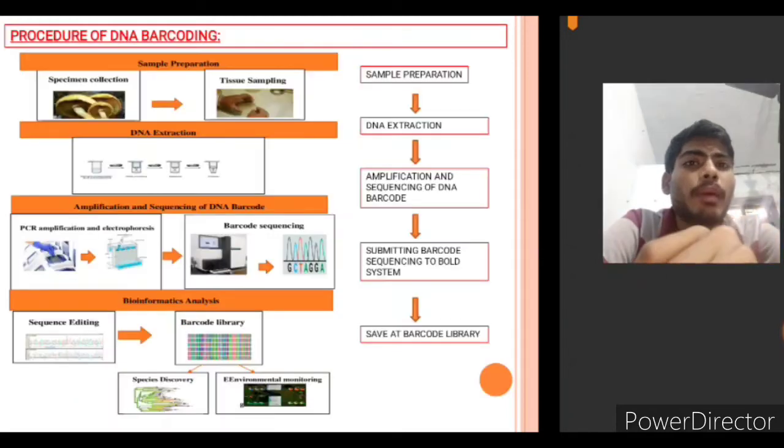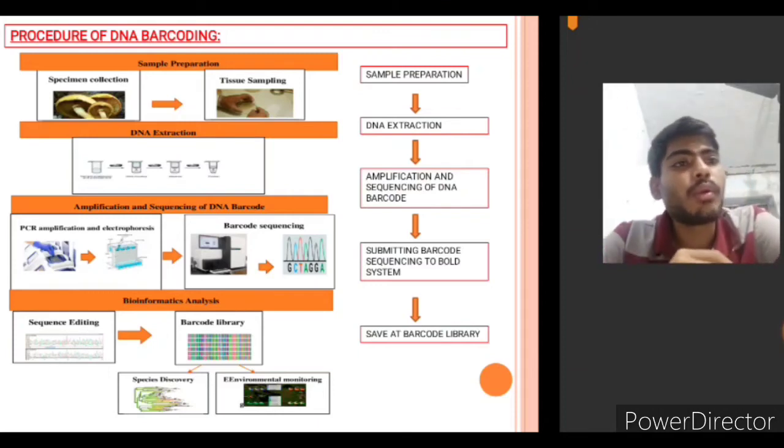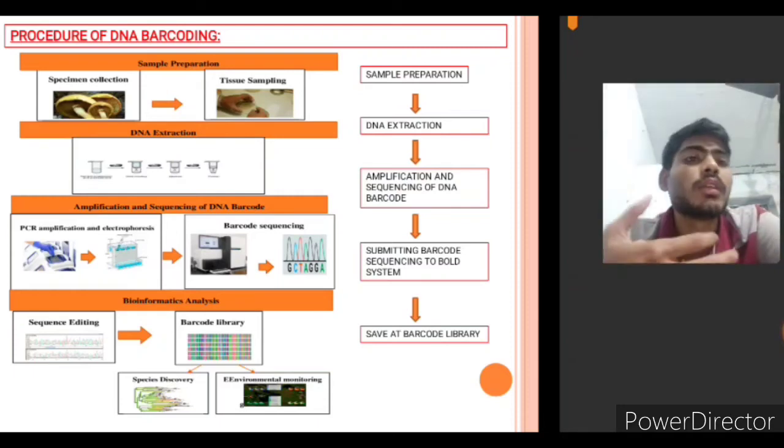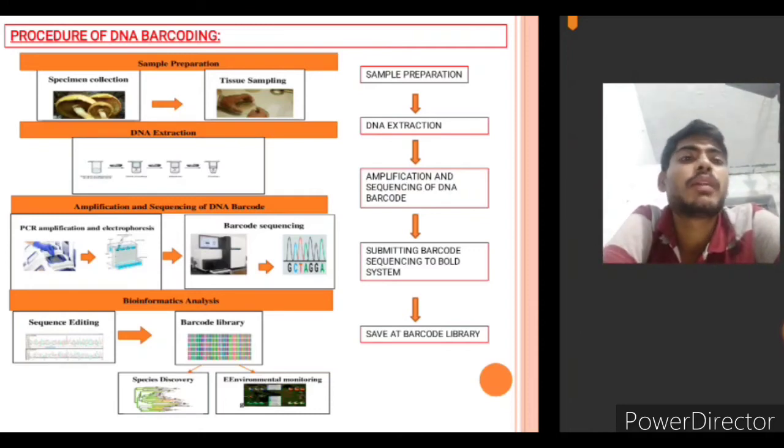Then we discuss the procedure of DNA barcoding. The DNA barcoding procedure is as follows. First, we have to prepare the sample. The next step is DNA extraction, which may be done by the centrifuge method. Mainly the extracted DNA sequences are amplified by the PCR technique. Then comes the sequencing of the DNA barcode data.